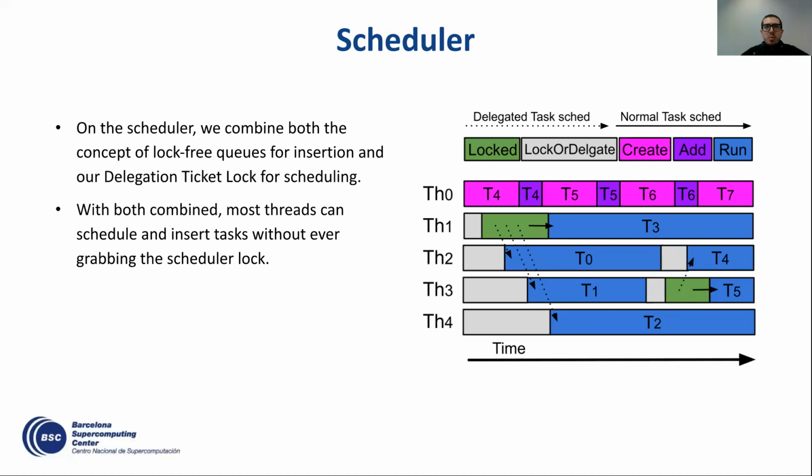Combining both concepts, we see a possible timeline of task creation and scheduling here on the right. Here, thread 0 is adding tasks to the queues without locking, right? So thread 0 can focus only on task creation because the add operation is non-locking for it. On the other hand, thread 1 is the first to arrive at the scheduler to request some work, and it will grab the ownership of the lock here in green.